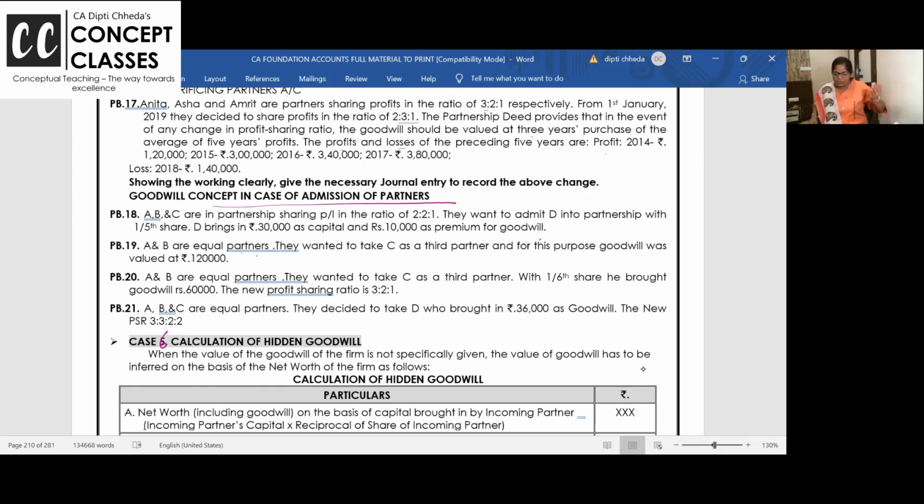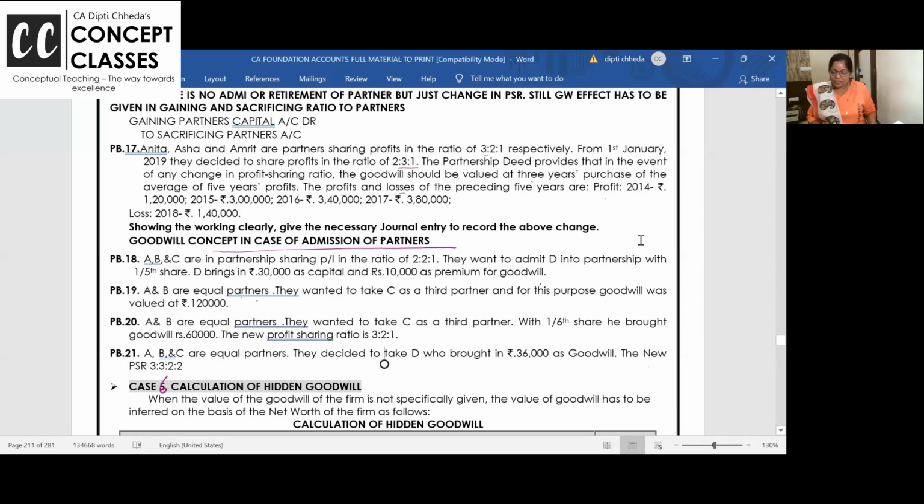Take a break of 2 minutes. We'll continue after 2 minutes with the 18th sum. We will start with the 18th sum. Any doubt if you have, ask me. Okay, back after the break now.